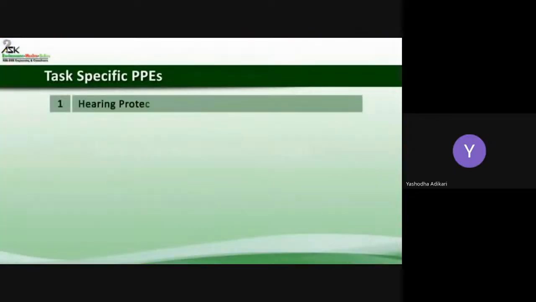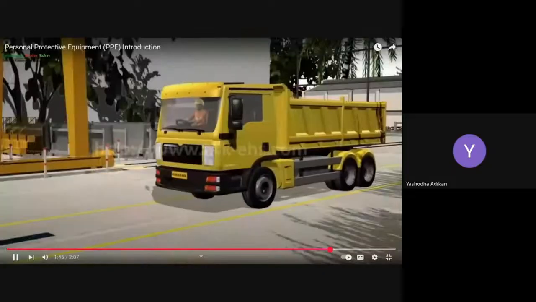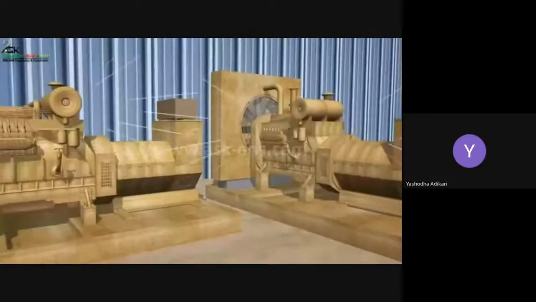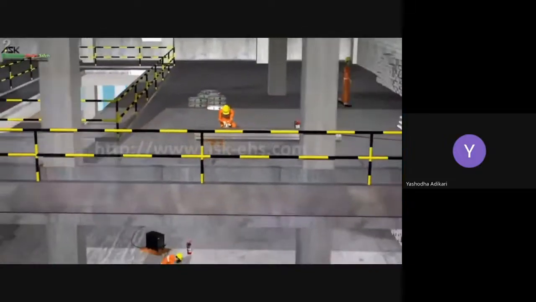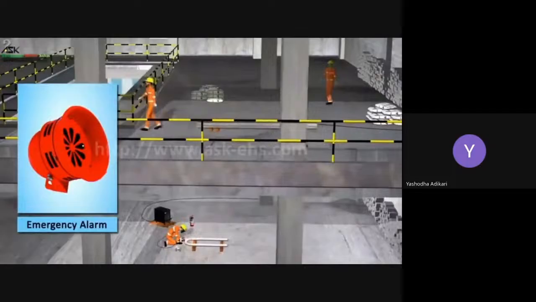Task-specific PPEs. Hearing protection. Many construction and manufacturing activities are overexposed to noise. In time, overexposure can damage your hearing. Hearing loss prevents you from hearing other hazards on the job.